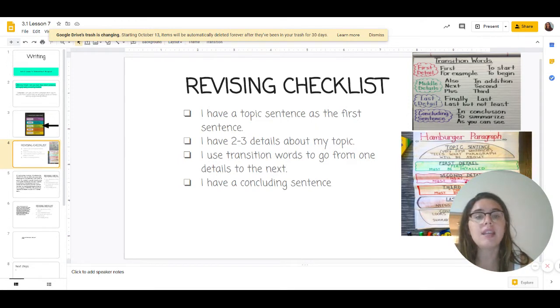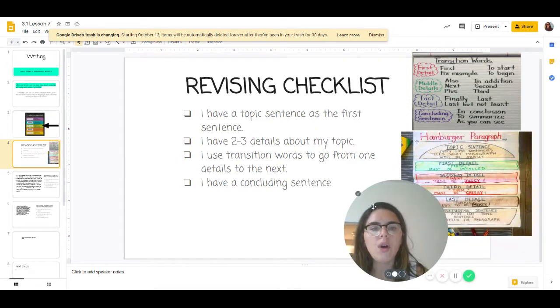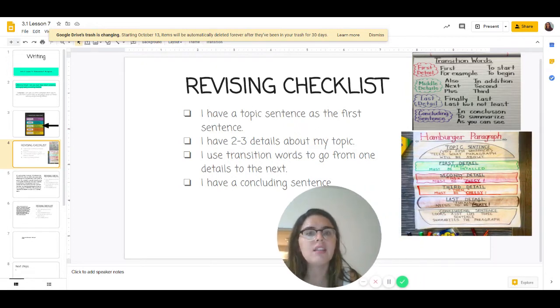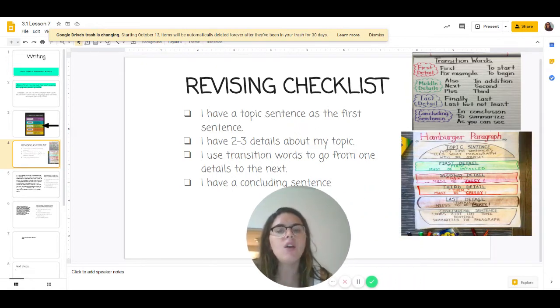So in the learning target, it says we're going to be using a revising checklist. A revising checklist is a checklist that just says everything we should have in our writing, and then it lets us know if we're missing something. That's going to be our next step.